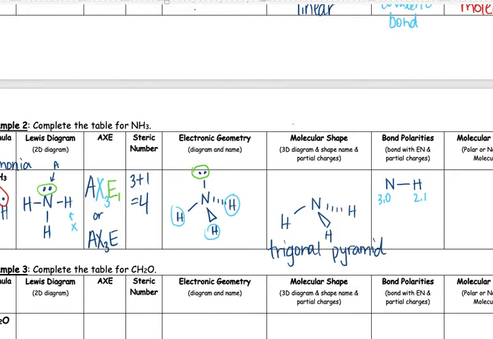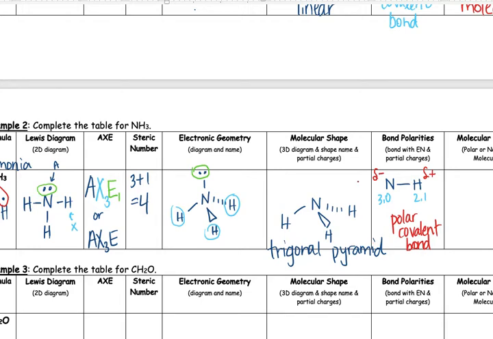The main thing here is I want you to show the partial charges. Since nitrogen has a higher electronegativity value, it's going to pull those bonding electrons closer to it. So you're going to get a slightly negative end here and a slightly positive end here, like that. Knowing that, we know that it's a polar covalent bond. Don't forget to analyze the bonds within the molecule. If there are multiple different bonds, then yes, analyze all of them.